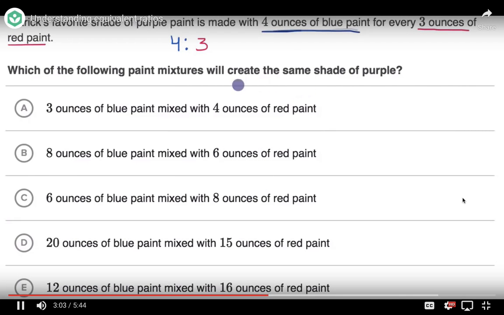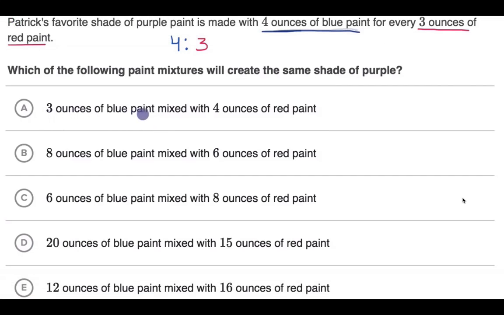So this is 3 ounces of blue paint mixed with 4 ounces of red paint. Well, this is a ratio of 3 to 4. And even though it's dealing with the same numbers, this is a different ratio. The order matters. This is 4 ounces of blue for every 3 ounces of red. This is saying 3 ounces of blue for every 4 ounces of red. So we could rule this one out.